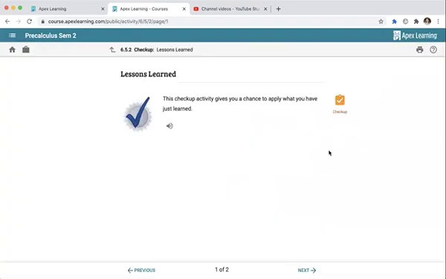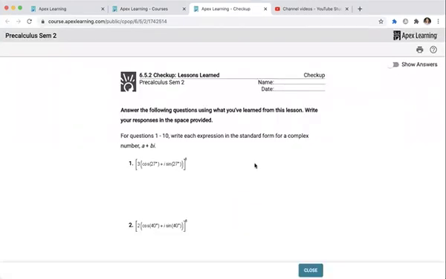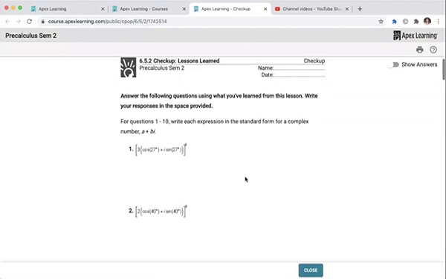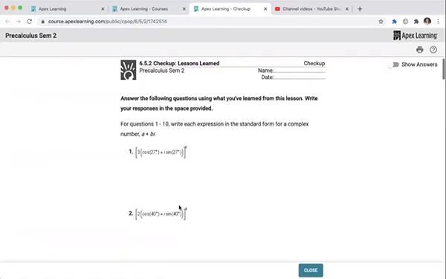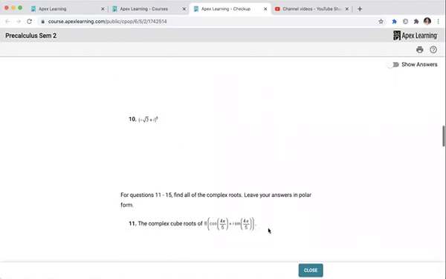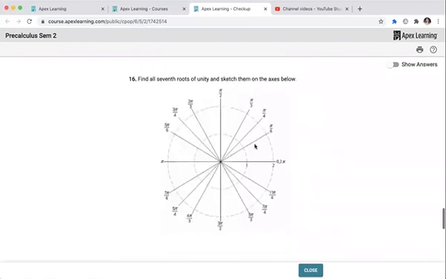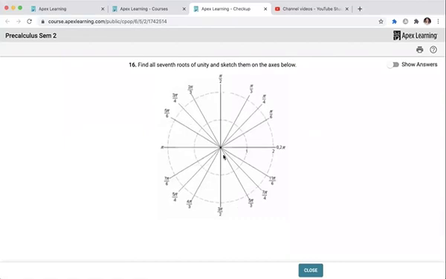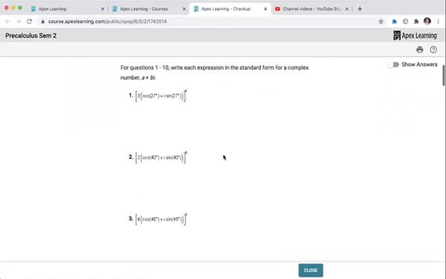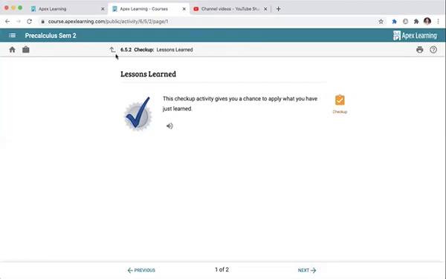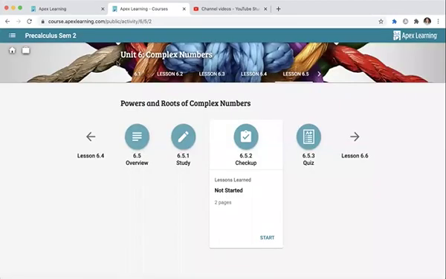All right. This checkup here, of course, is going to have practice problems for you to work through. So once you've gone through the practice problems within the lesson itself, make sure you go back here and you try some of these. Some of these are already in the polar form, and it's asking you to go to the standard form. Some of them are asking you to find the complex roots in the different forms and then sketch the roots of unity here. Not a whole lot with the unity stuff, just being able to sketch them and what that looks like graphically.